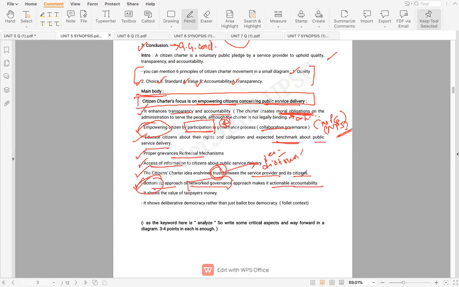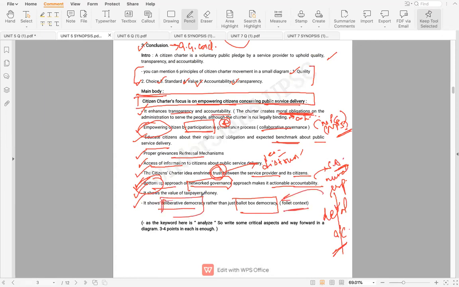Because we can see the process of social auditing furthering the process of citizen charter as well as people's involvement. The moral responsibility could be seen to be transforming into legal accountability, right? It shows the value of taxpayers' money. It shows deliberative democracy rather than just ballot box democracy. These are the keywords that you have to use, right? This can also be read in the context of policy. So deliberative democracy rather than ballot box democracy.